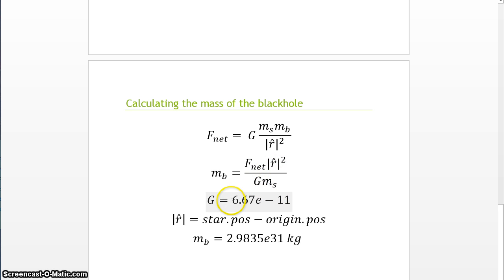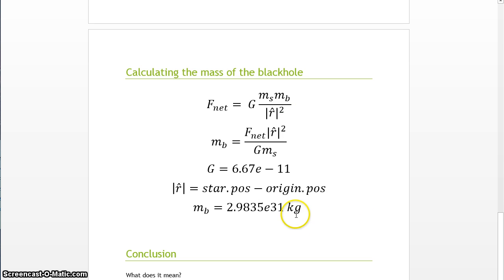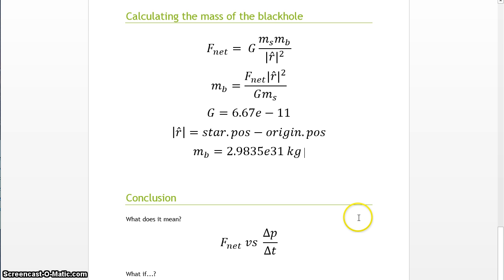G is the gravitational constant, and in order to get r, I used the position of the star minus the position of the origin. The position of the origin was the position of the black hole, and I calculated this number as the mass of my black hole.